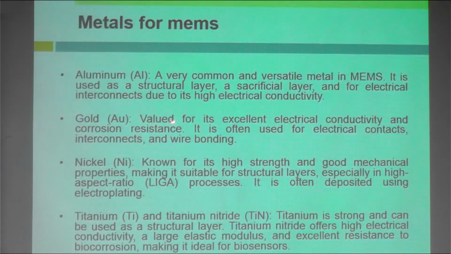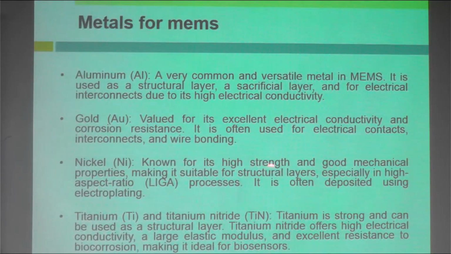Then we have gold, valued for its excellent electrical conductivity and corrosion resistance. It is often used for electrical contacts, interconnects and wire bonding. So gold has a property which is very good when you try to connect with certain other materials, with a solder alloy, for example. That's why, if you look at a bonding pad for interconnects, you have a layer of some other metal, for example aluminium or chrome. Then on top of that, they deposit another layer of gold in order to make sure that the bonding is very good, because you want to connect your circuit with some other component as well.